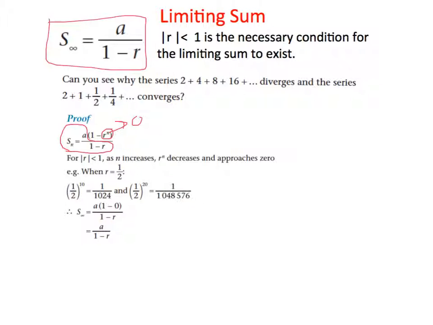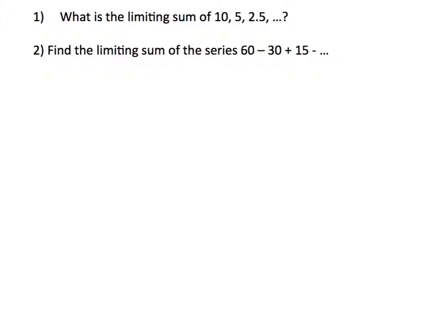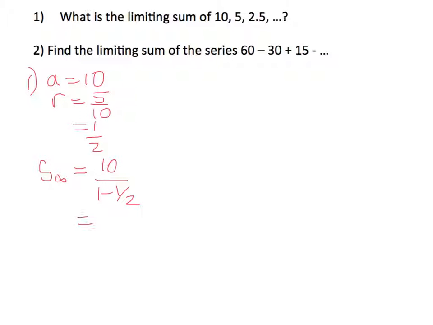Alright, so let's have a look at some. What is the limiting sum of this series here? The first term is 10. The common ratio is 5 on 10, or 2.5 on 5, which is half. And so the limiting sum, which we use the notation sum of infinity, is a on 1 minus r. So 10 divided by half is 20.